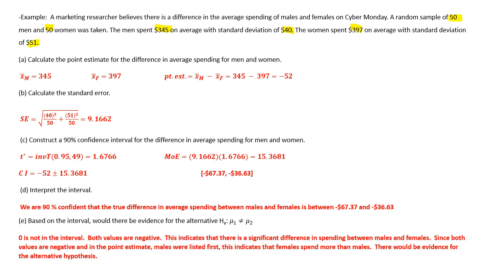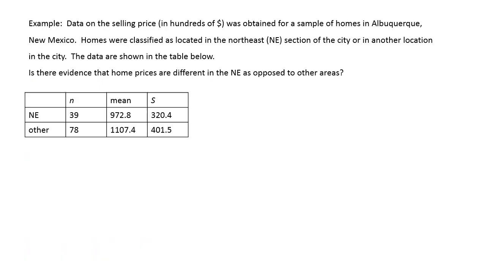And based on that interval, would there be evidence for the alternative that they're not equal if we did a hypothesis test? Well, when we're doing two means or two proportions, one big thing we're looking for with the confidence interval is 0 in the interval. In this case, it is not. Both the values are negative. That indicates there is a difference between males and females. Since they're both negative, and the way we started with our point estimate, that indicates that the females spend more than males. So there would be evidence that the alternative hypothesis is true.